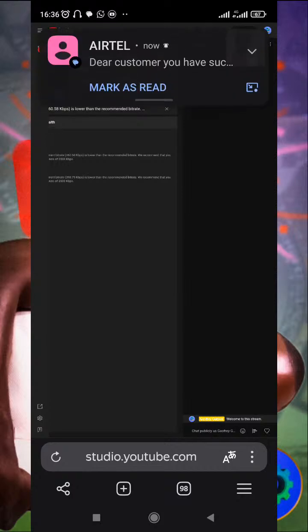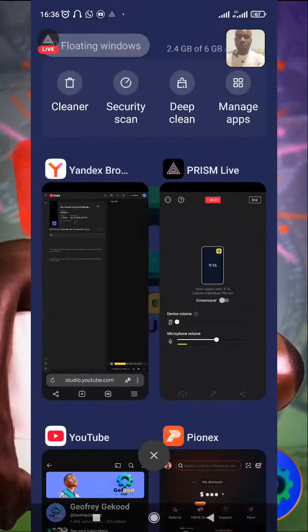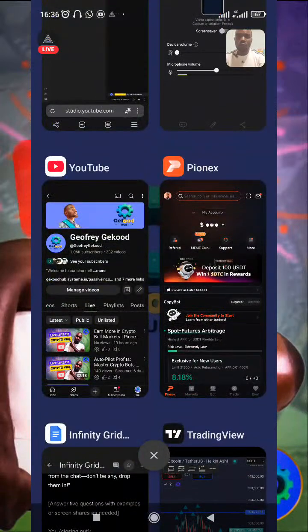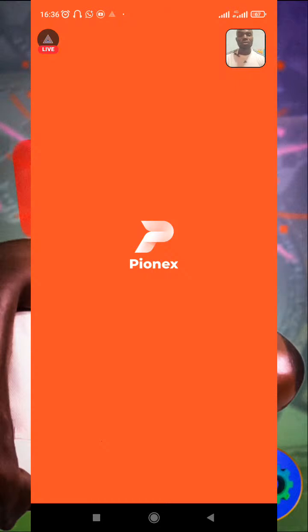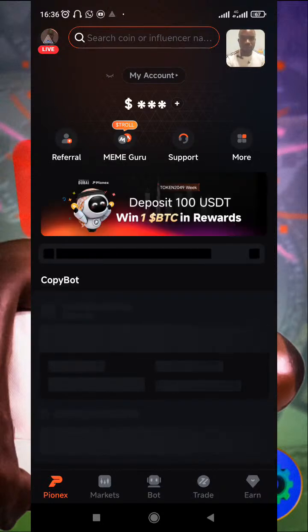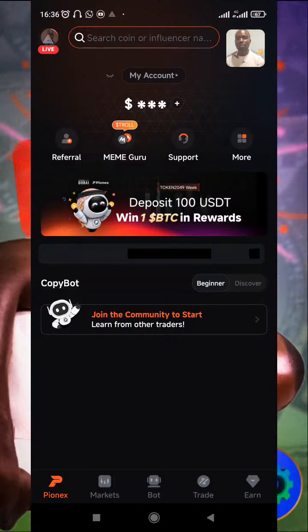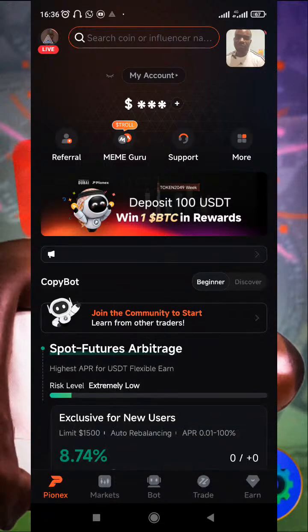So let me just get started so that the guys who are joining us will find us going along. I want to take you through some of the bots supported on Pionex, because I think it's up to 15 bots supported by Pionex, and the Infinity Grid Bot is one of the most powerful bots in here on Pionex. So what is this Infinity Grid Bot?